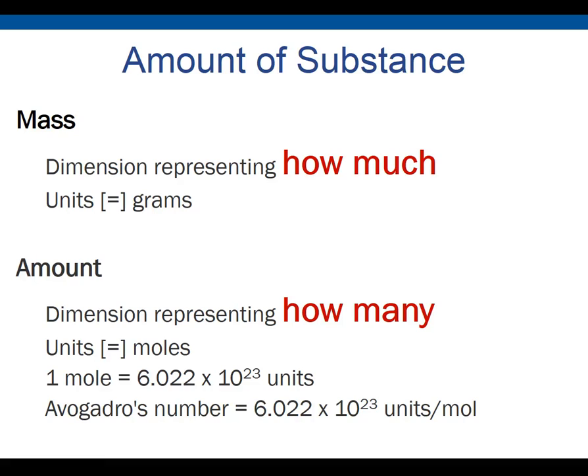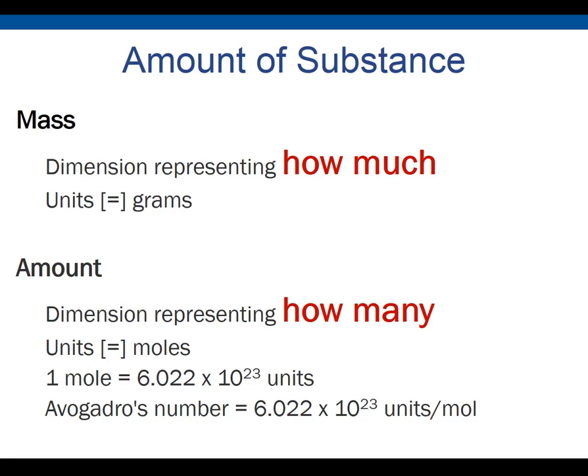I think most of you are taking the chemistry class right now, so you probably heard about the amount. The mass is the dimension regarding how much. So the gram is mass and kilogram is mass, so that represents how much it is. But amount is a little different. This is how many it is. So the unit here for amount is moles.